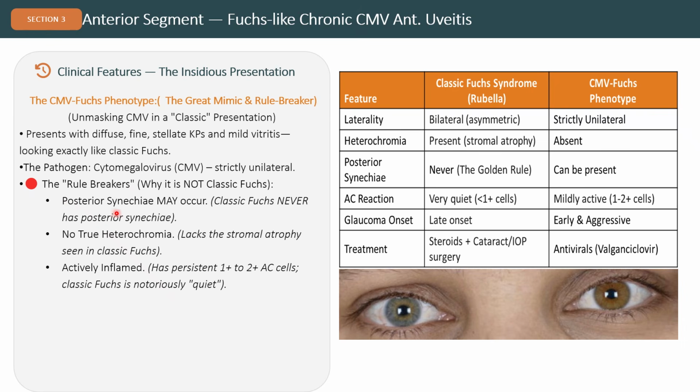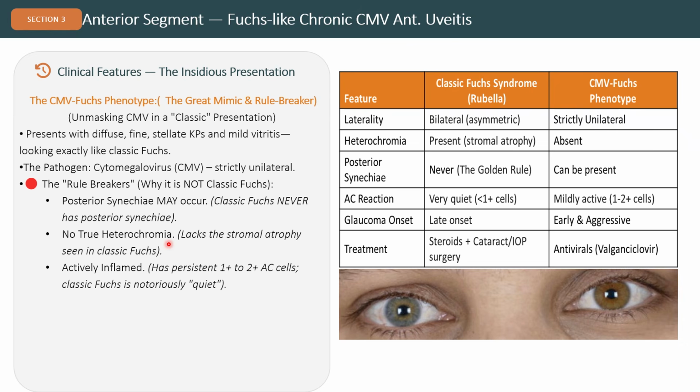The presence of posterior synechia in such a scenario is completely against Fuchs uveitis syndrome, as the classical Fuchs uveitis syndrome is never associated with posterior synechia. Another thing, there is no true heterochromia, because there is some atrophy in the iris stroma in patients with cytomegalovirus infection or uveitis, but it is not that atrophy that leads to heterochromia as seen in the idiopathic or the classical type of Fuchs uveitis syndrome.